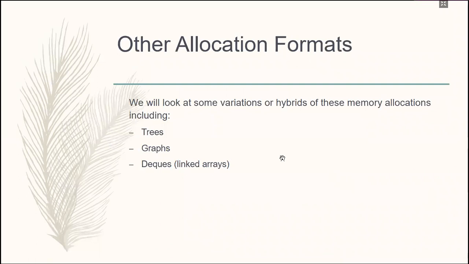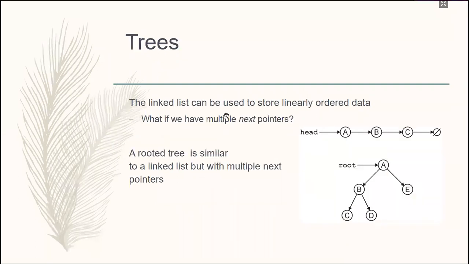So these are index allocation. Now, what are the other allocation formats? We have seen arrays, linked lists, index allocation, and some others: trees, graphs, and DQ. So what is a tree? A tree can also be implemented in this way. As you can see, the linked list can be used to store linearly ordered data. So what do you understand by linearly ordered? That means they're sequential in a linear fashion.